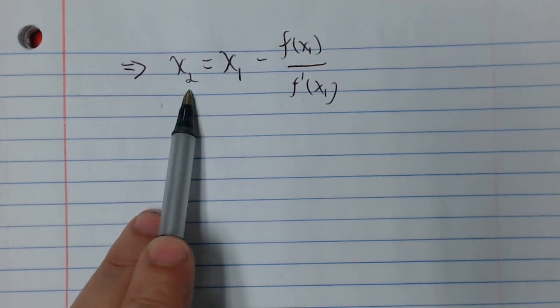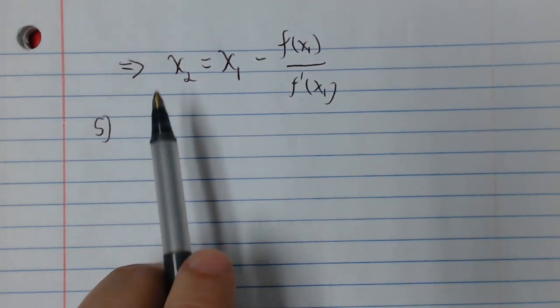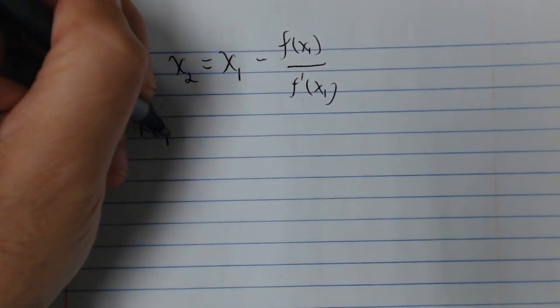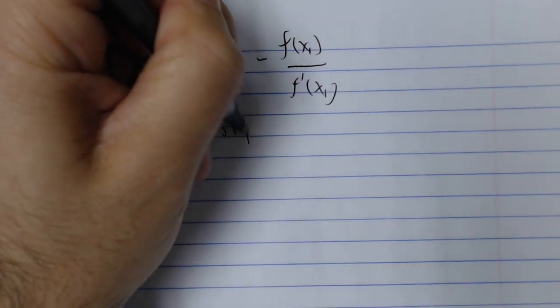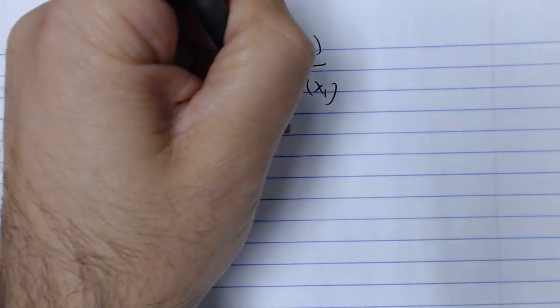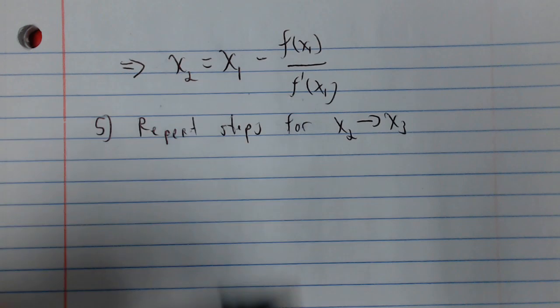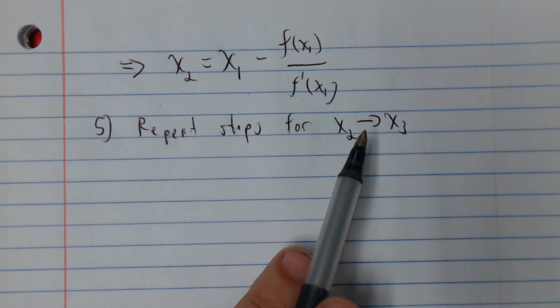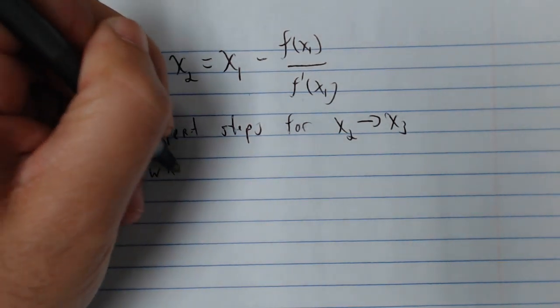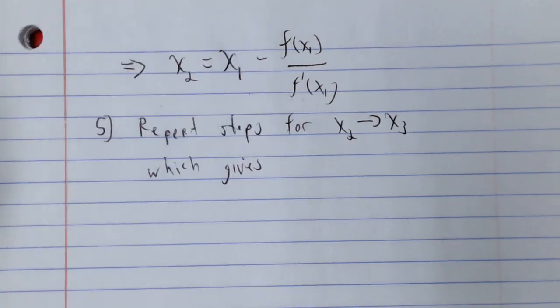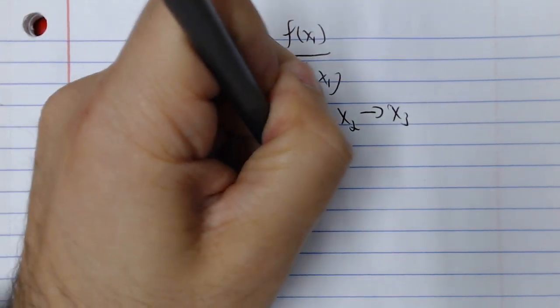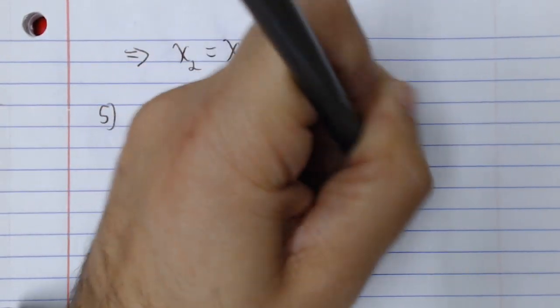But then how do I find x sub 3? Well, once we find x sub 2, we repeat the process, the same steps that we talked about. So what we would say is we repeat steps for x sub 2 to get to x sub 3. So it's kind of like we go back now, instead of x sub 1, we do the same thing for x sub 2. And since the good news is we came up with a formula, this gives, what would that be? How would I find x sub 3? X sub 3 would equal x sub 2 minus f of x sub 2 over f prime of x sub 2.